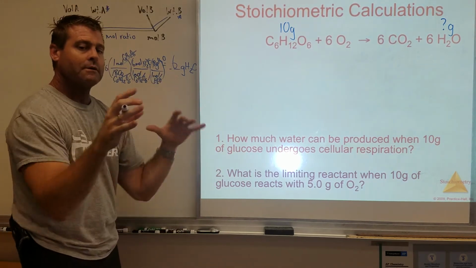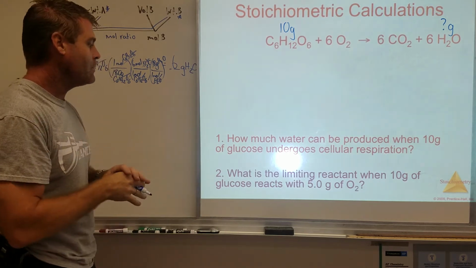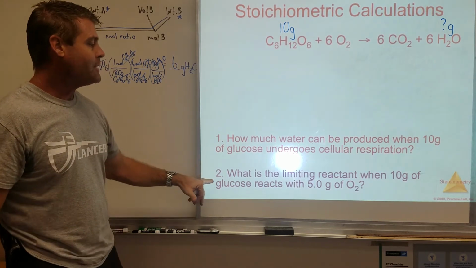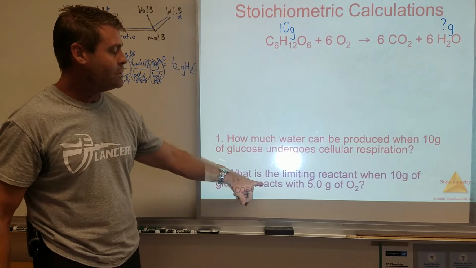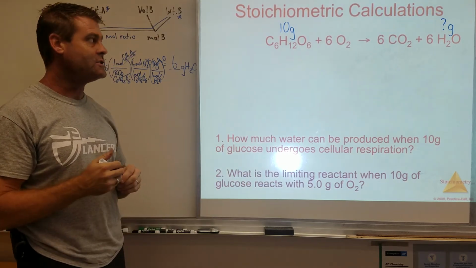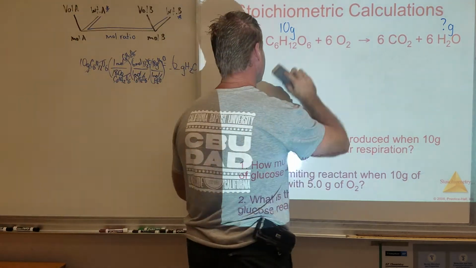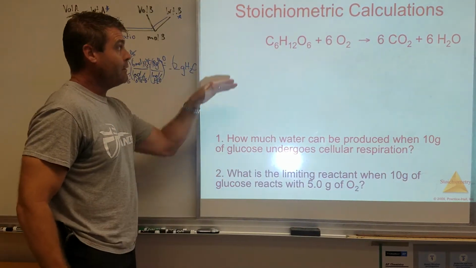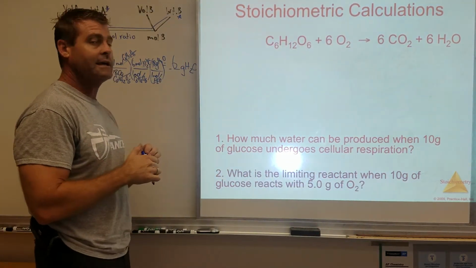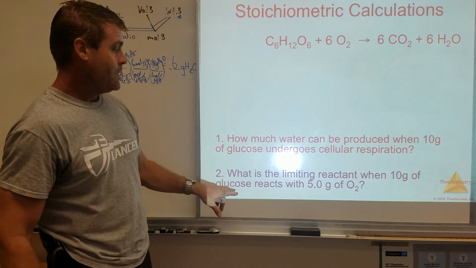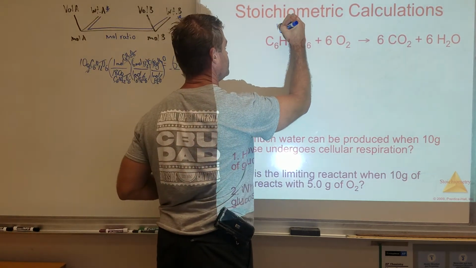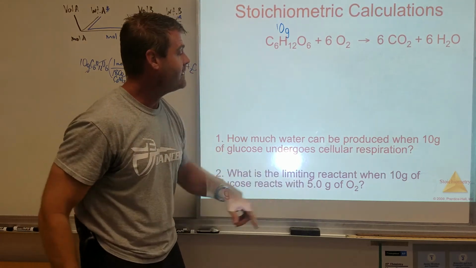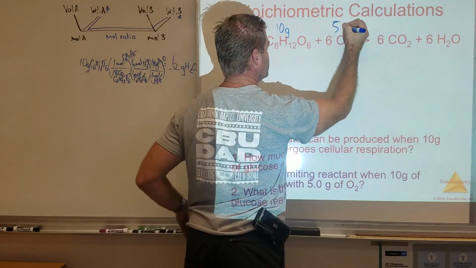Number 2, you guys remember this whole lesson is kind of about limiting reactants. What is the limiting reactant when 10 grams of glucose reacts with 5 grams of oxygen? Okay, so it's a different problem. Remember what I said we do? In our problem, we take any information in the problem itself and we put it over the corresponding species in the chemical equation. So we've got 10 grams of glucose again, and we've got 5 grams of oxygen.